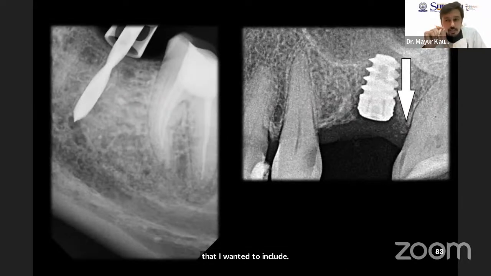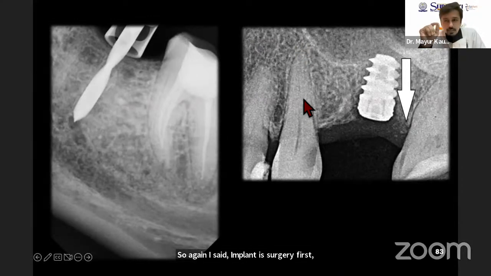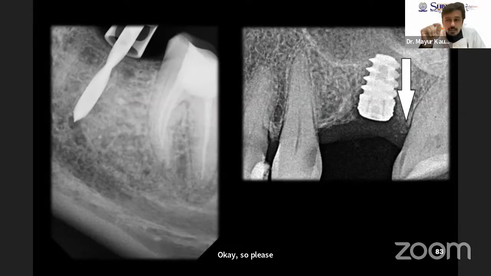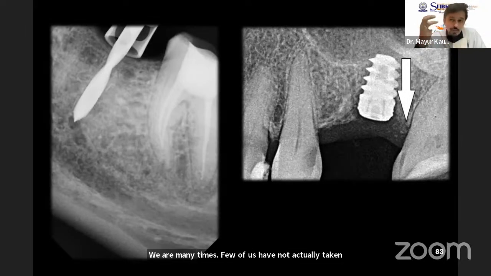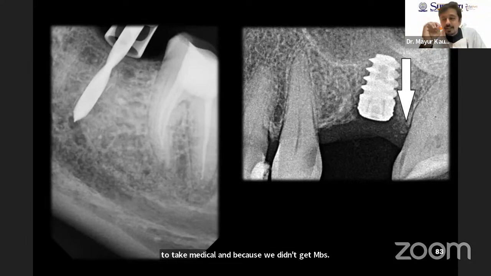So again, I said, implant is surgery first, prosthetic lab work is much later. Okay, so please understand one thing, that always and always it is surgery means safety. If you're not a good dental surgeon, no matter how many shortcuts these companies are telling you, many a times, few of us have not actually taken dentistry by choice. So few of us wanted to take medical. And because we didn't get MBBS, those of us, few of us, not me, I had left MBBS in 96 in Manipal and opted for BDS. We are pushed towards the dental side.